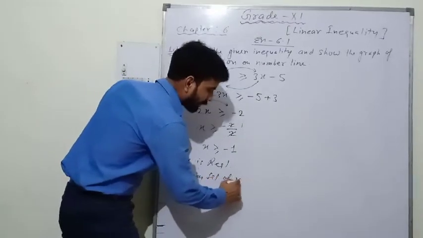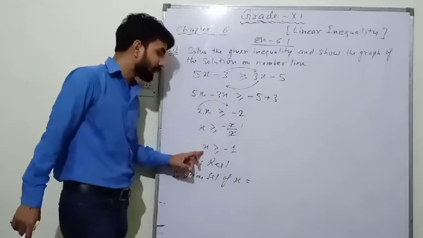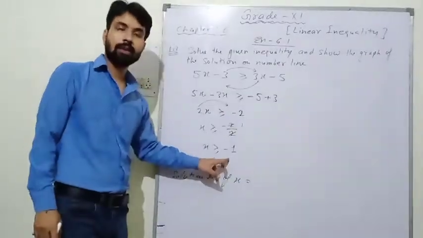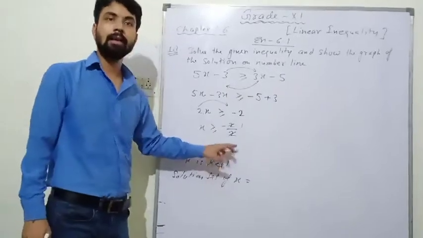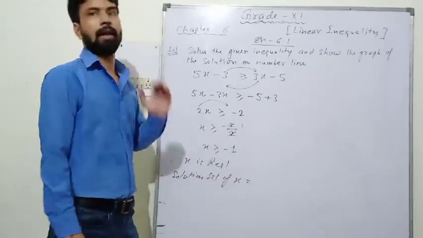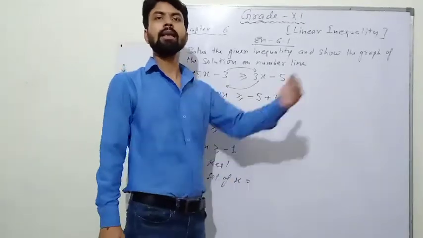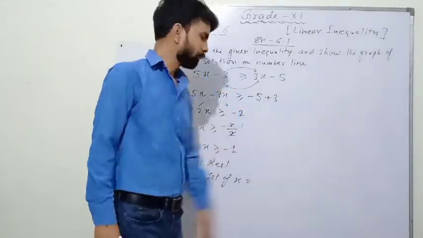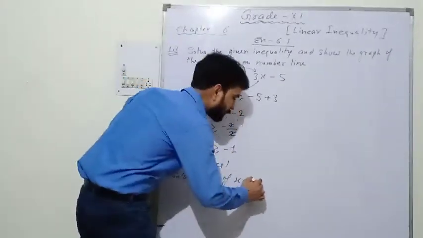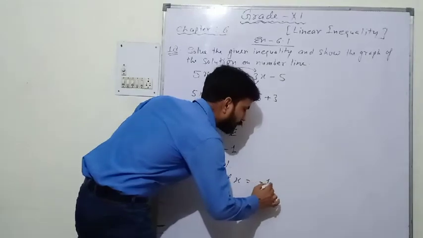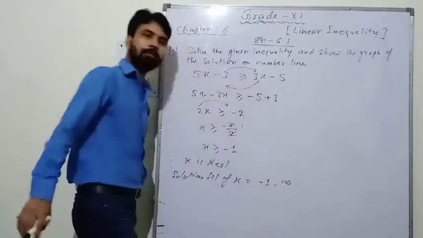set of x equals to, x is greater than equals to minus 1, means x is greater than minus 1 and also equal to it. So if it is greater, how far will it go? Up to plus infinity. So the solution set of x will be from minus 1 to positive infinity.